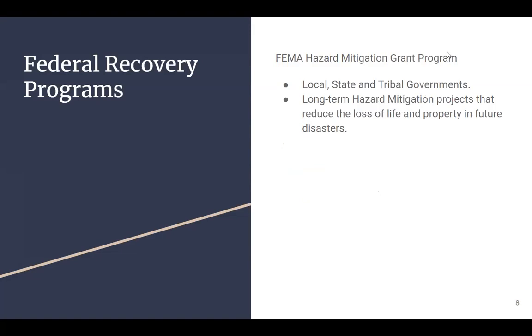The third disaster recovery program is the Hazard Mitigation Grant Program. It provides grants to local, state, and tribal governments for long-term hazard mitigation projects. The purpose of the program is to reduce the loss of life and property in future disasters. This is typically automatically authorized under a federal declaration that has permanent repairs for public assistance. The funding is made available statewide. It is not contingent on declared counties.